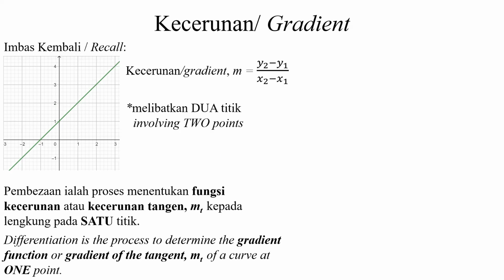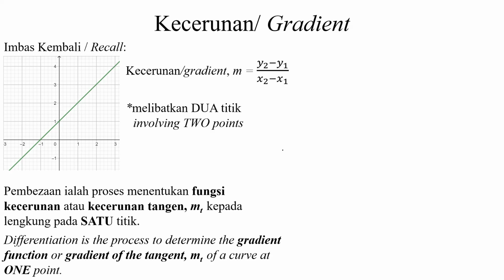You see, if a straight line can have a gradient, mathematicians feel that a curve can also have a gradient. But it's very crazy, because it says to find the gradient of a curve at 1 point. How do you find it when you have only 1 point? Differentiation will come in. It is the process of determining the gradient function, or the gradient of the tangent of a curve at 1 point. Why gradient function? Why gradient of the tangent? Do they sound different or alike? Actually, they are the same thing.